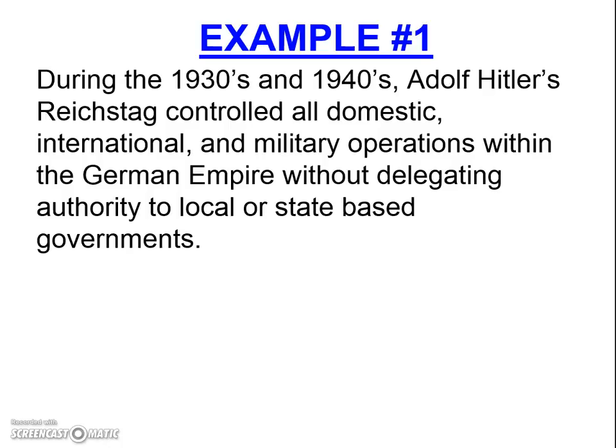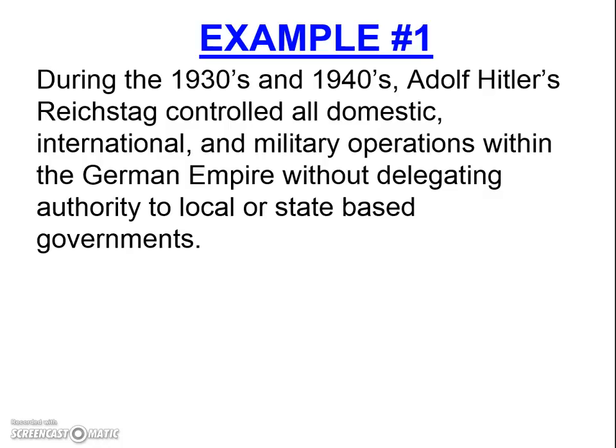Now, we're going to look again at some examples just like we did under citizenship. Let's take a look at the first example. The first example says, during the 1930s and 1940s, Adolf Hitler's Reichstag controlled all domestic, international, and military operations within the German Empire without delegating authority to local or state-based governments.